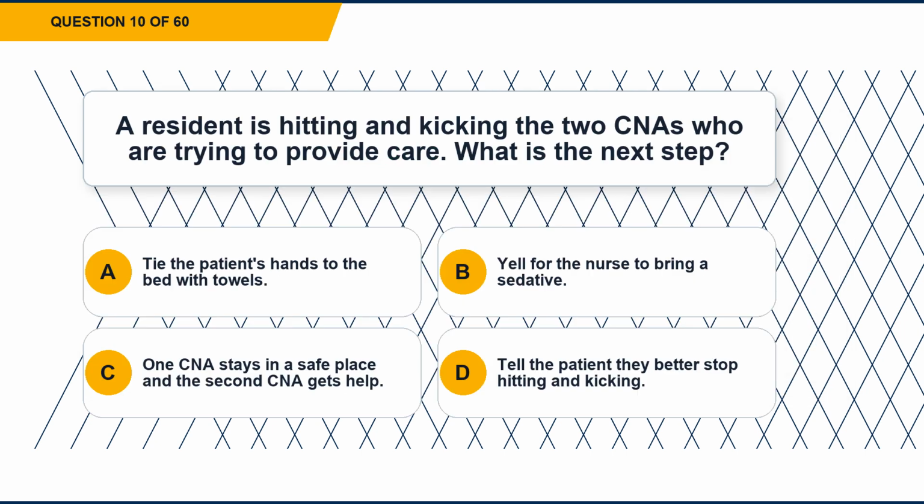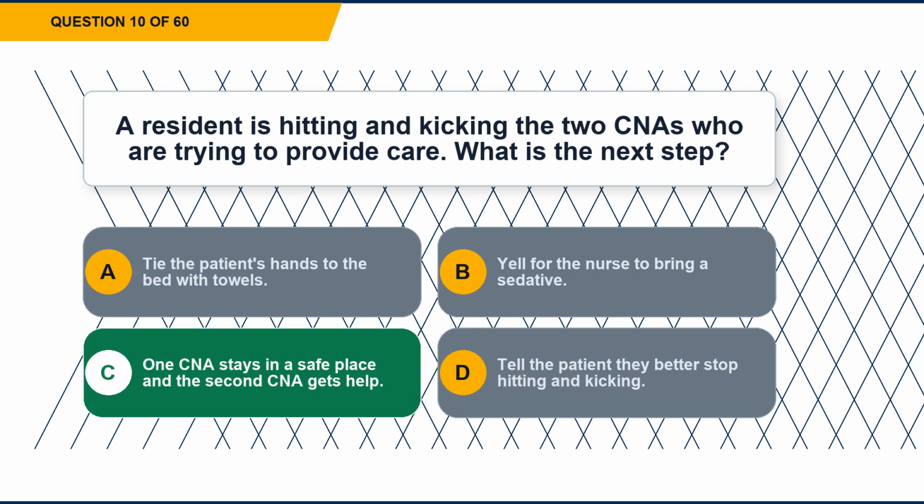Question 10. A resident is hitting and kicking the two CNAs who are trying to provide care. What is the next step? Option A. Tie the patient's hands to the bed with towels. Option B. Yell for the nurse to bring a sedative. Option C. One CNA stays in a safe place and the second CNA gets help. Option D. Tell the patient they better stop hitting and kicking.